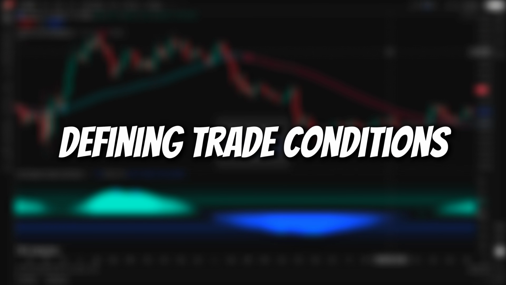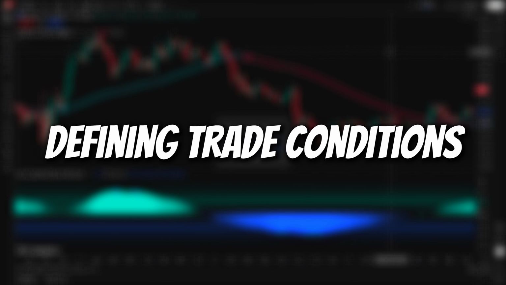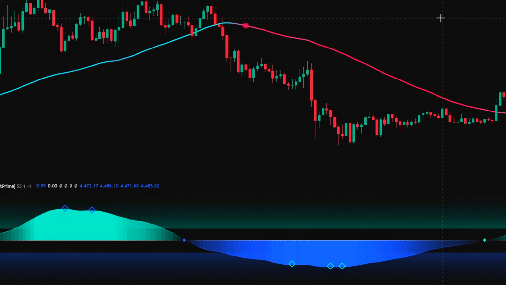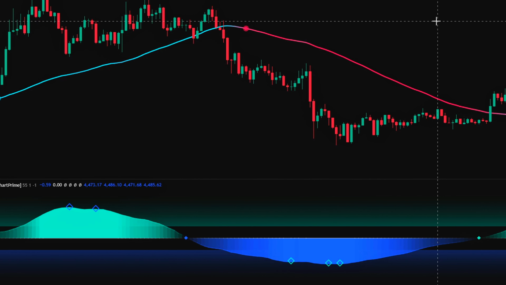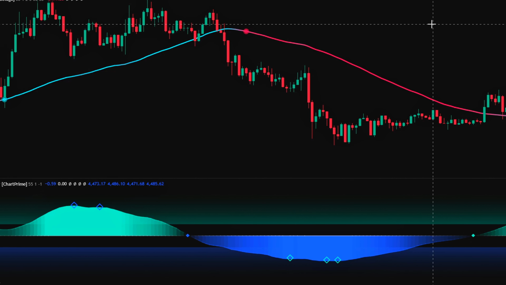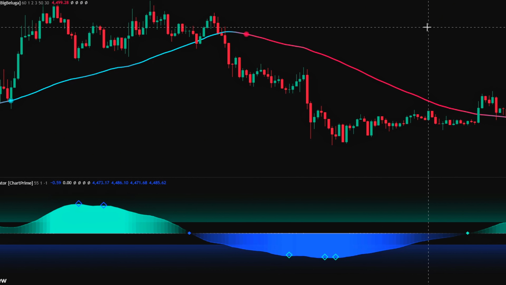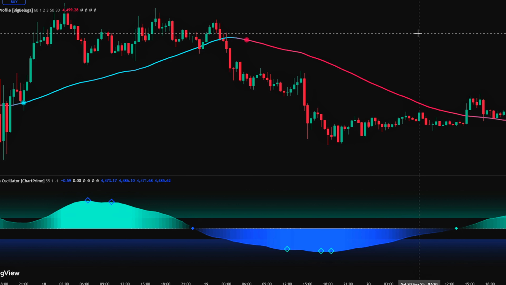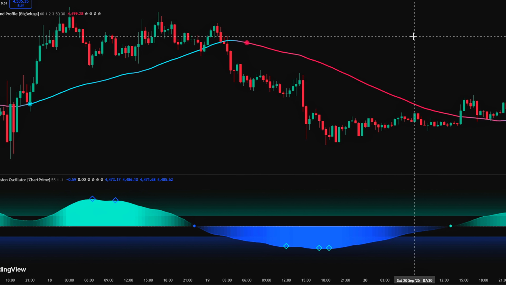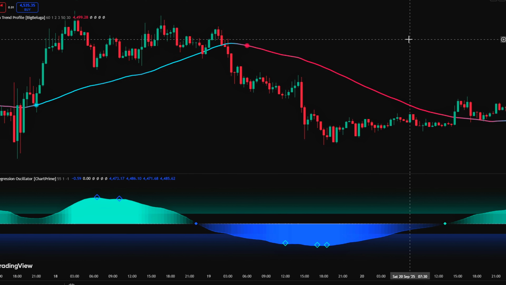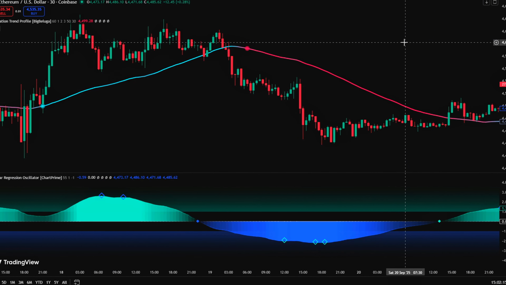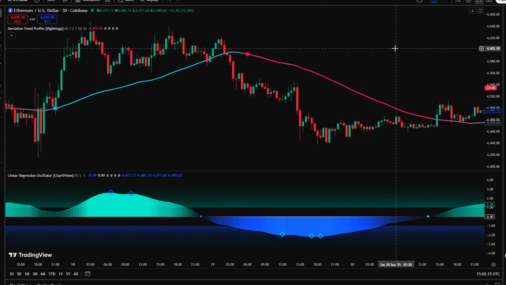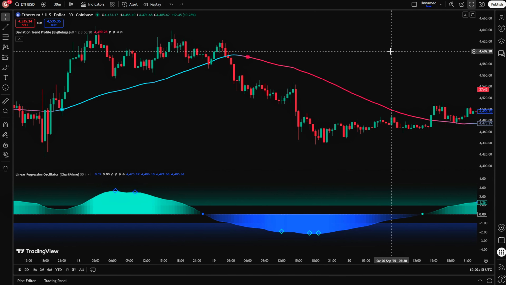Step 3. Defining trade conditions. Now that both indicators, the Deviation Trend Profile and the Linear Regression Oscillator, are configured, it's time to put them together into a simple, rule-based trading system. The goal here is to only take trades when trend direction and momentum both point the same way. This alignment helps eliminate noise and ensures that every entry follows a logical structure rather than relying on guesswork.